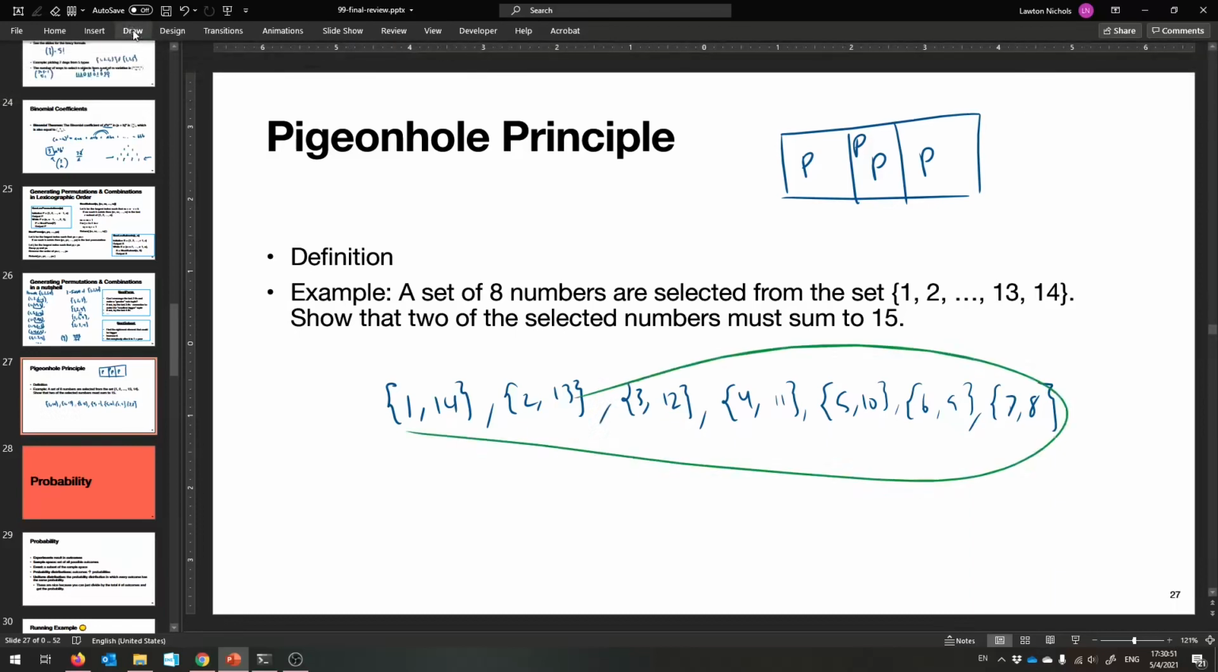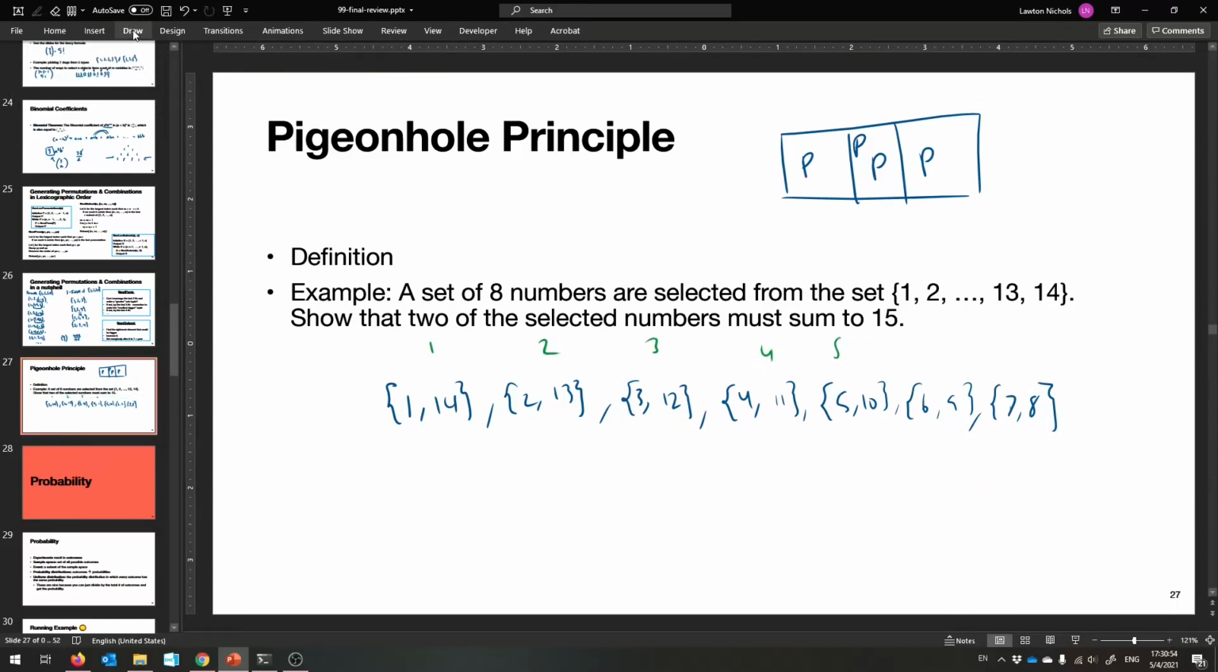How many of these subsets that sum to 15 are there? 1, 2, 3, 4, 5, 6, 7. Oh yeah. So no matter which 8 numbers you pick, that one, that one, that one, that one, that one, that one, that one, you can hold off up to 7. But the second you pick an 8th number, it's got to be from one of these other sets, right? So if you pick 13, job's done. It was 2 and 13 that summed to 15. See that? Isn't that a fun little proof?